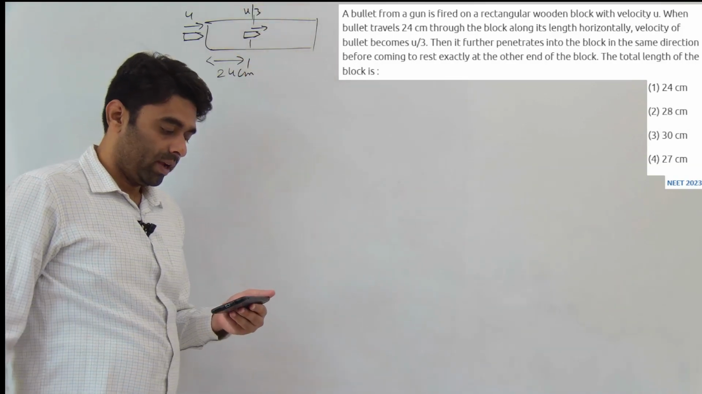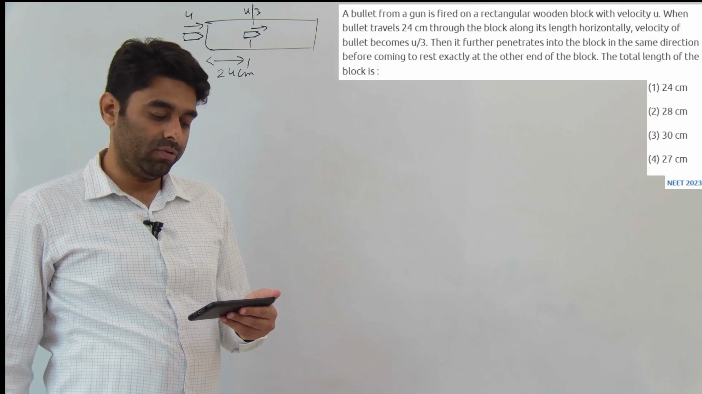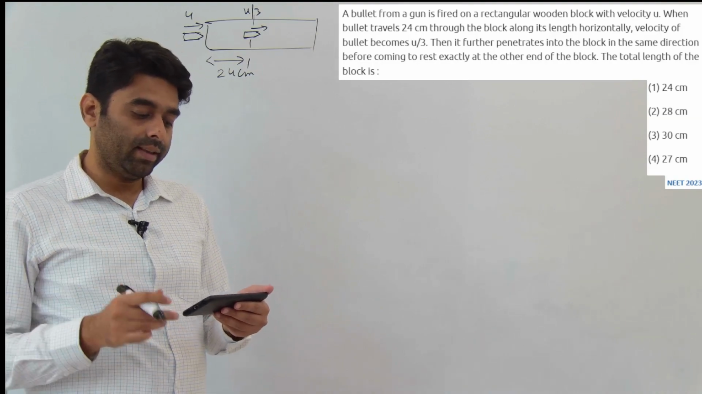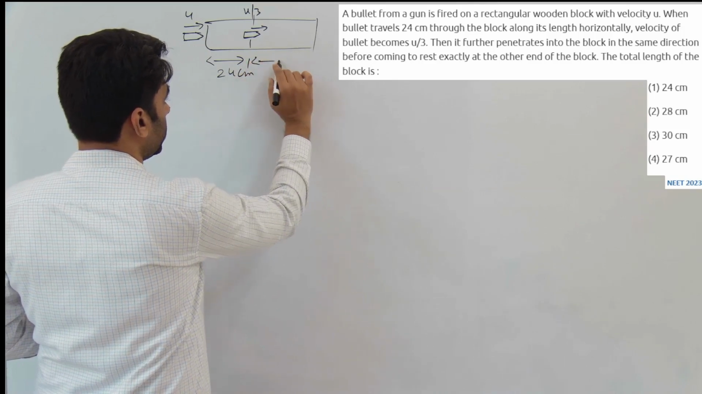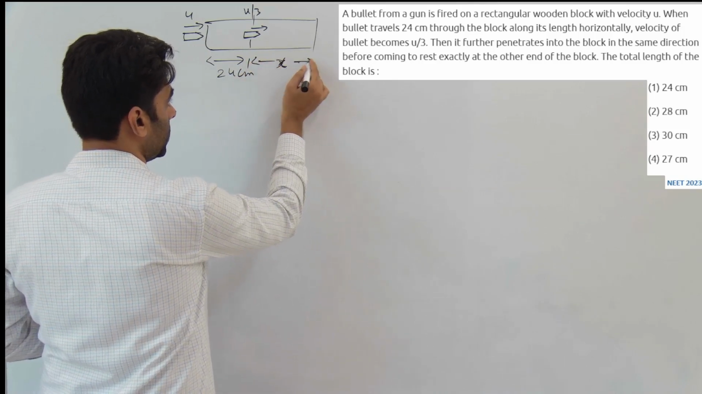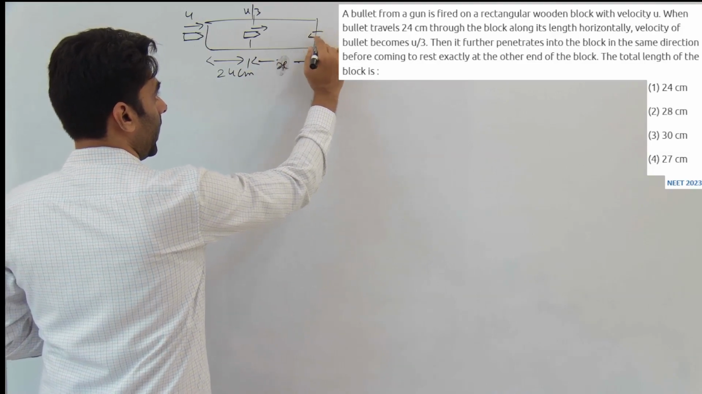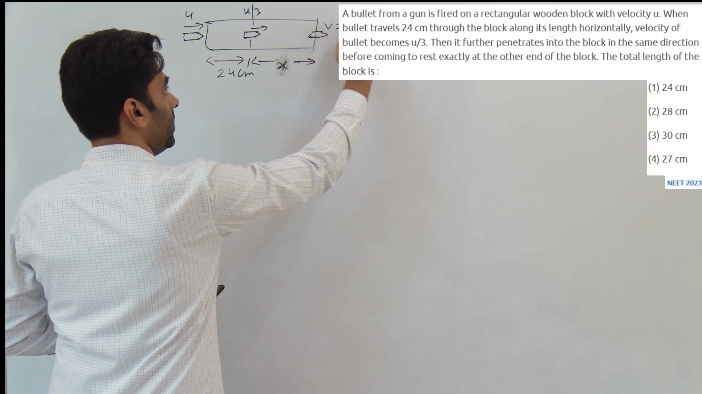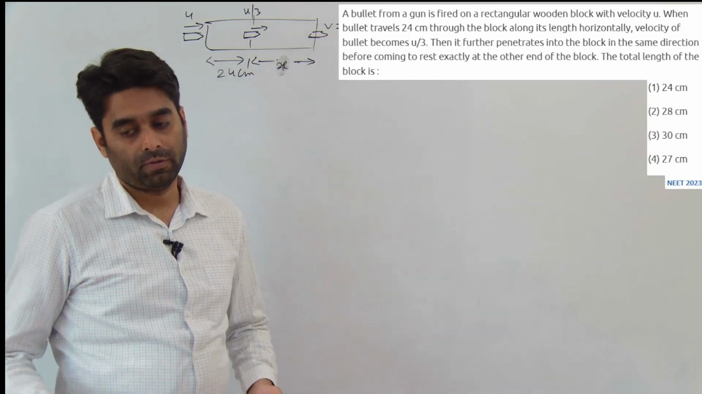Next, it says, then it further penetrates into the block in the same direction before coming to rest exactly at the other end of the block. That means by the time it covers this x distance, whatever this x distance is, its speed becomes 0 exactly at the other end. Okay, the total length of the block is?